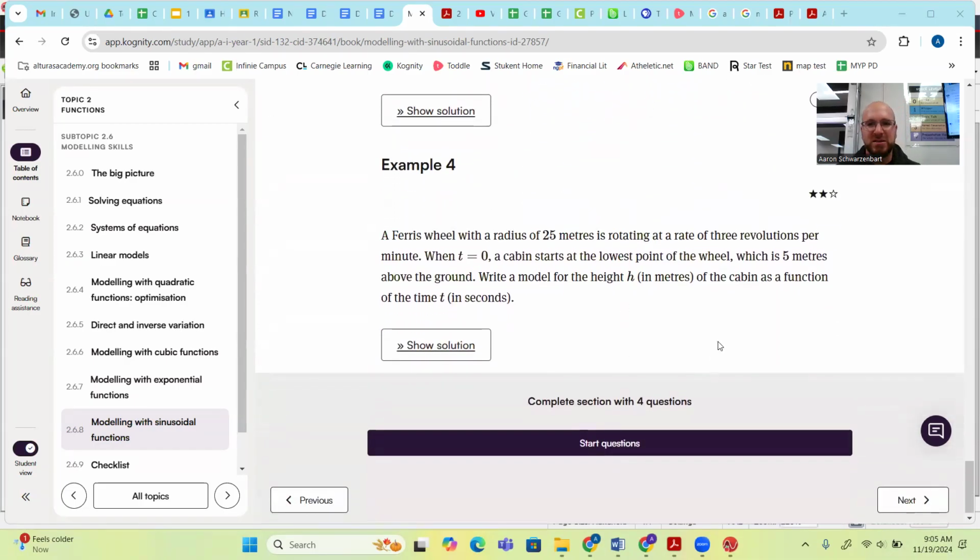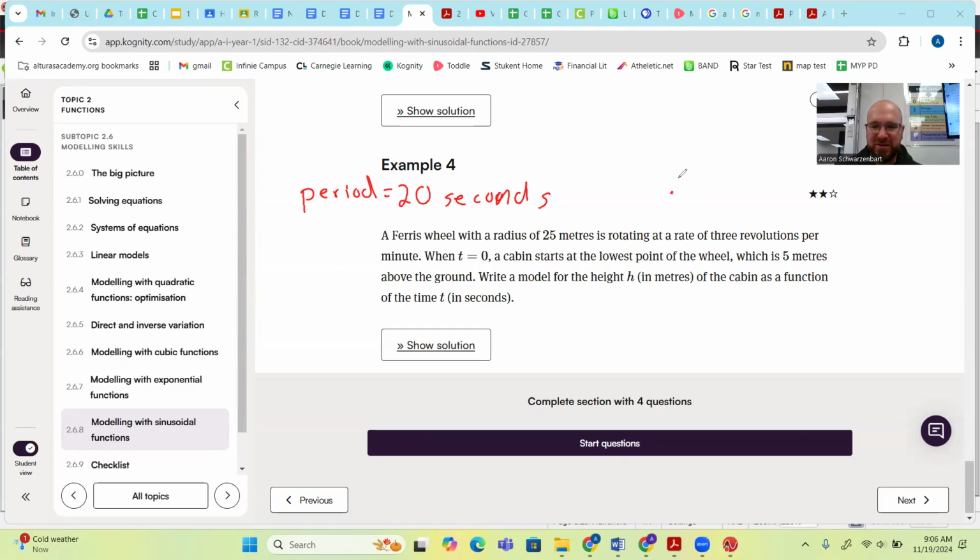Final thing, an application. It's a pretty basic application. A Ferris wheel with radius 25 meters is rotating at a rate of 3 revolutions per minute. So the period for one revolution, if it's doing 3 revolutions per minute, is 20 seconds. It does say to be relative to time in seconds, so that's good to know. When t equals 0, the cabin starts at the lowest point, which is 5 meters above the ground. Write a model for the height of the cabin as a function of time.